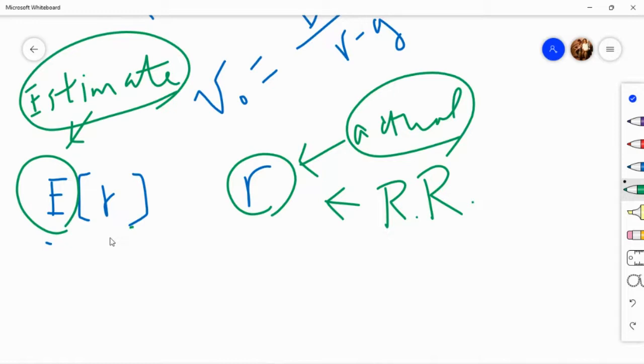Anyway, the point is, when we say expected return, it's not just a wild guess, but let's say it is the average of the past returns, right? Simple average of the past returns. And some people might wonder, don't we use geometric average?